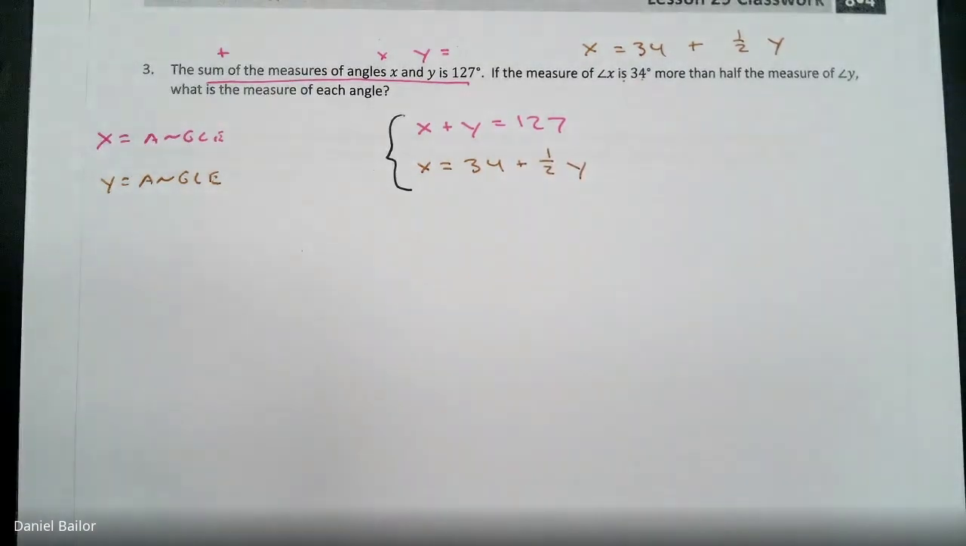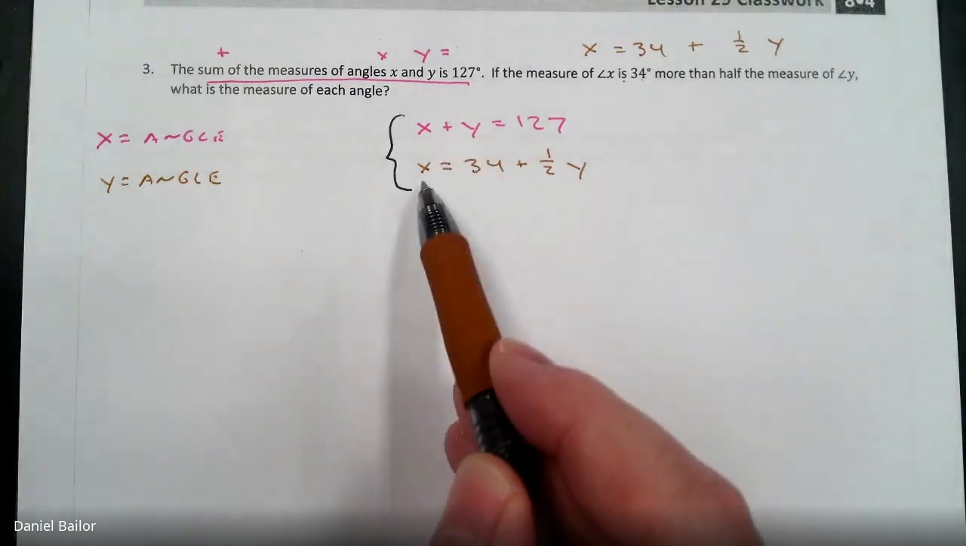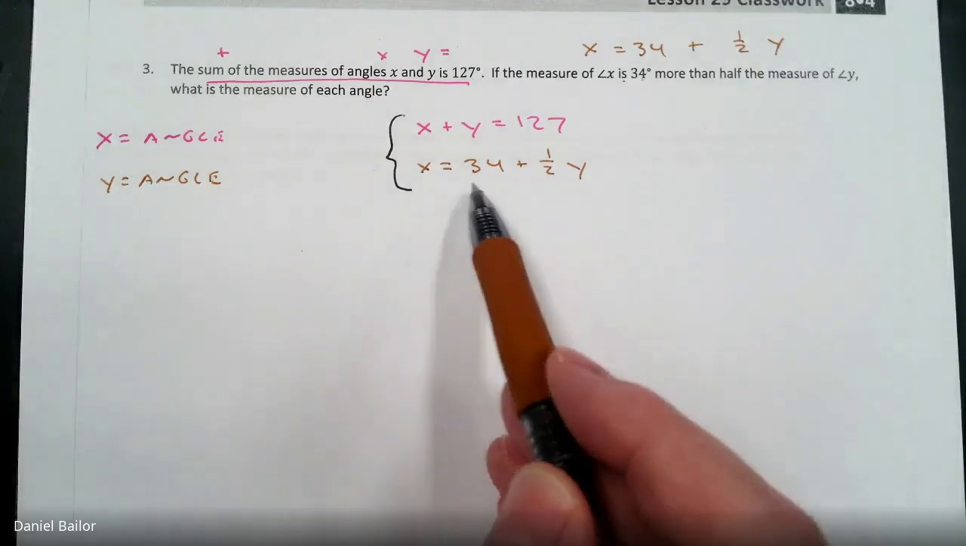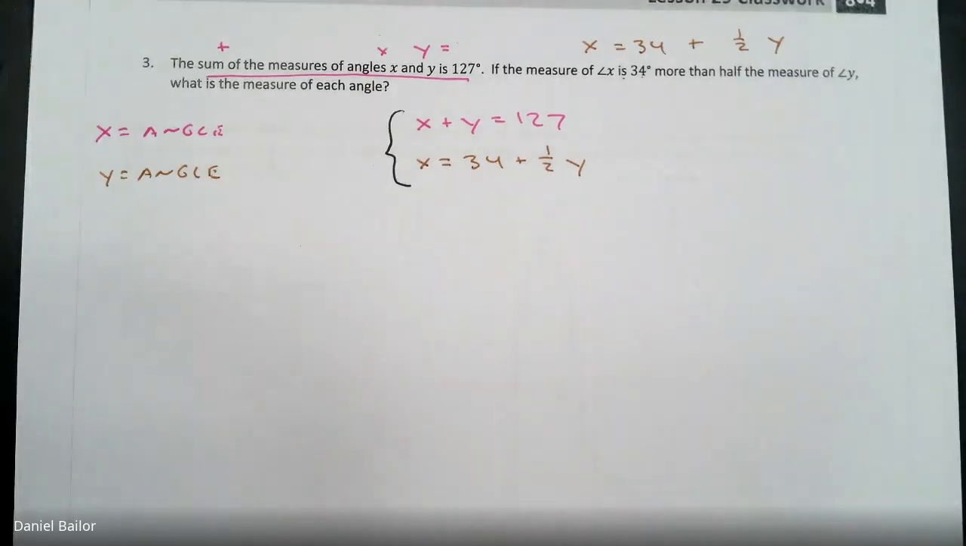There we go. I have two equations, and now I can solve them. What I'm thinking is I'm going to use the substitution method because I already have x isolated. Although, would it be easier to make the half go away first? Would that be easier? I'm thinking, yeah, I think I want to make the half go away.